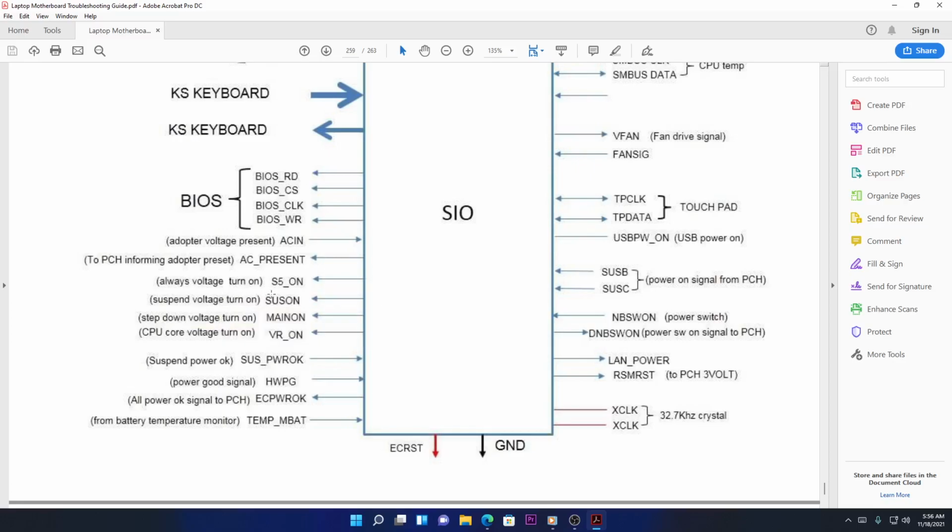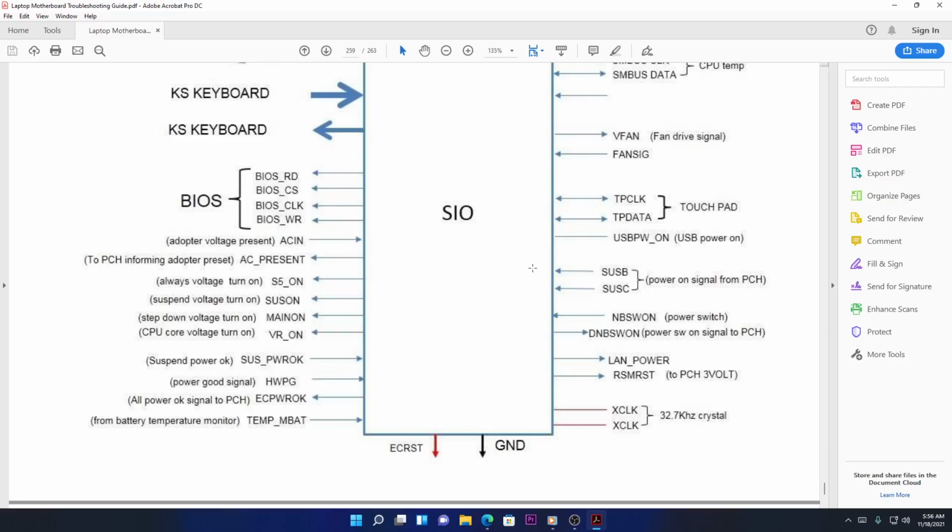Okay, always voltage on. This means it's the S5 rail, S5 state. It means the machine is always on. The signal is: it's always on. Suspend voltage source on. Step down voltage main on. CPU core voltage turn on. This means we are on. These signals are all being sent out by what? By the startup chip. To turn on the CPU power supplies, first it needs to get a signal from where? From the startup chip.